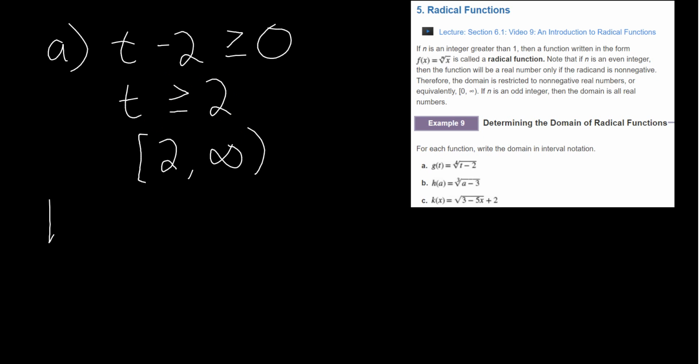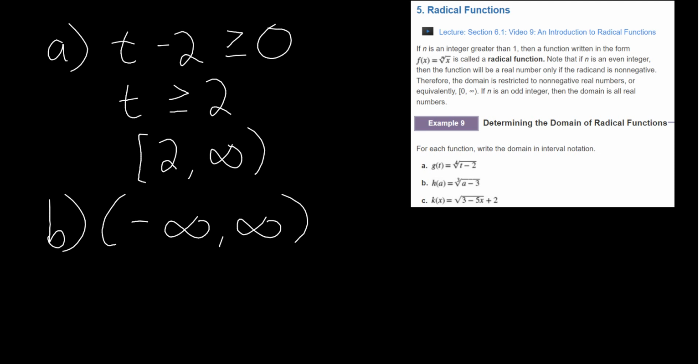Okay, b. Well, b is the cube root of a minus 3. If we turn our attention up here, we see if n is an odd number, then the domain is all real numbers. So since this is the cube root, or a 3, then we're just going to put negative infinity to infinity. It's all real numbers.